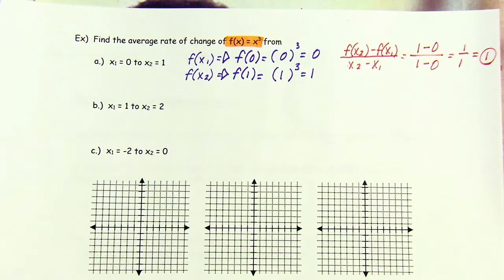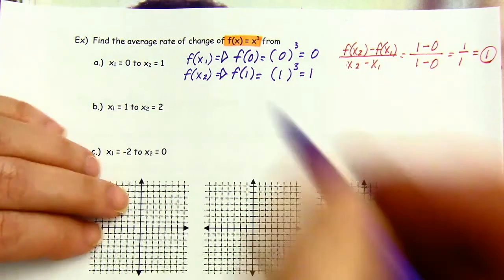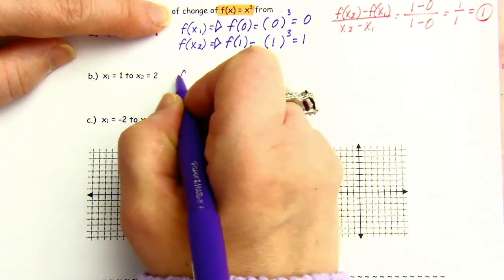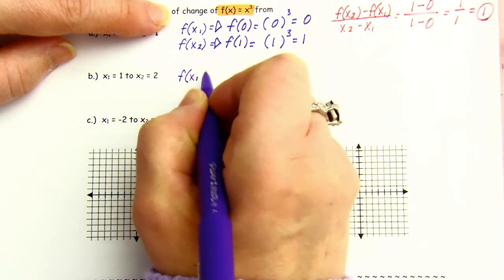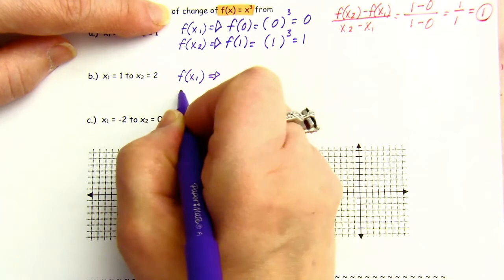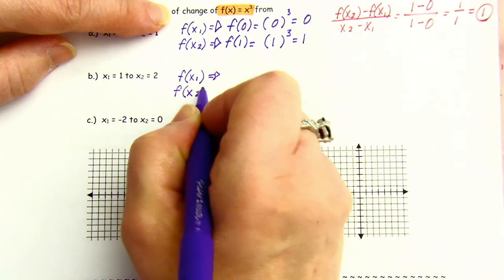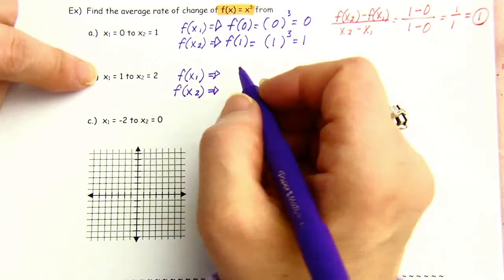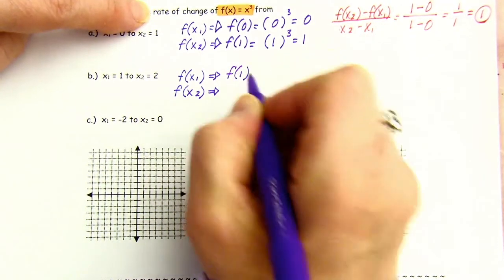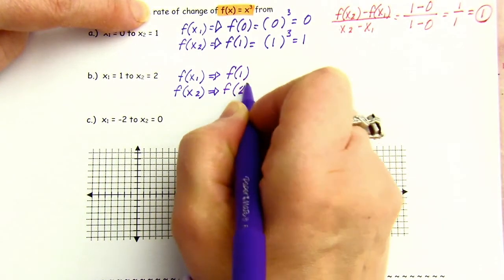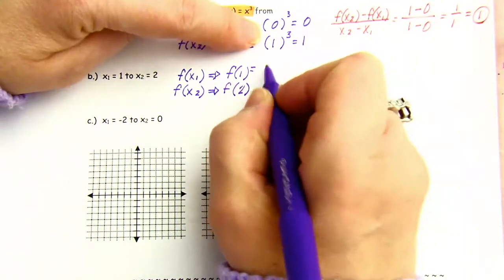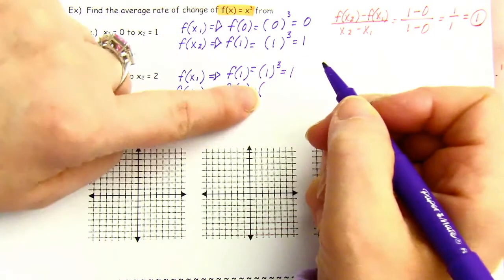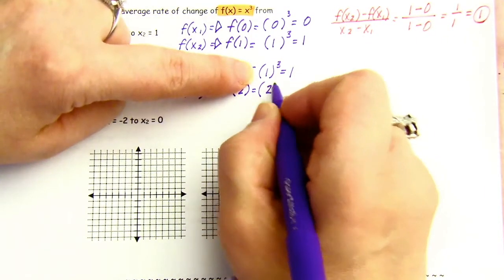Okay, we're going to do the same thing for parts B and C. Again, what do you do with these types of problems? Well, you have to find the y's. f of x sub 1, f of x sub 2 is really finding f of 1 and f of 2. f of 1 we know is 1 cubed, which is 1. f of 2, remember I'm getting this from the original function. I'm going to cube a 2 and get 8.